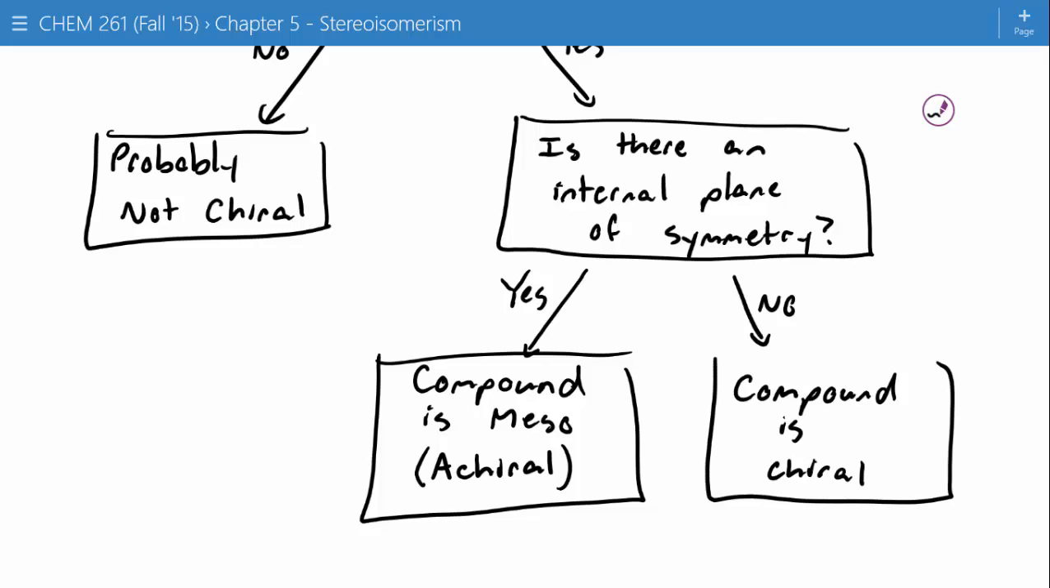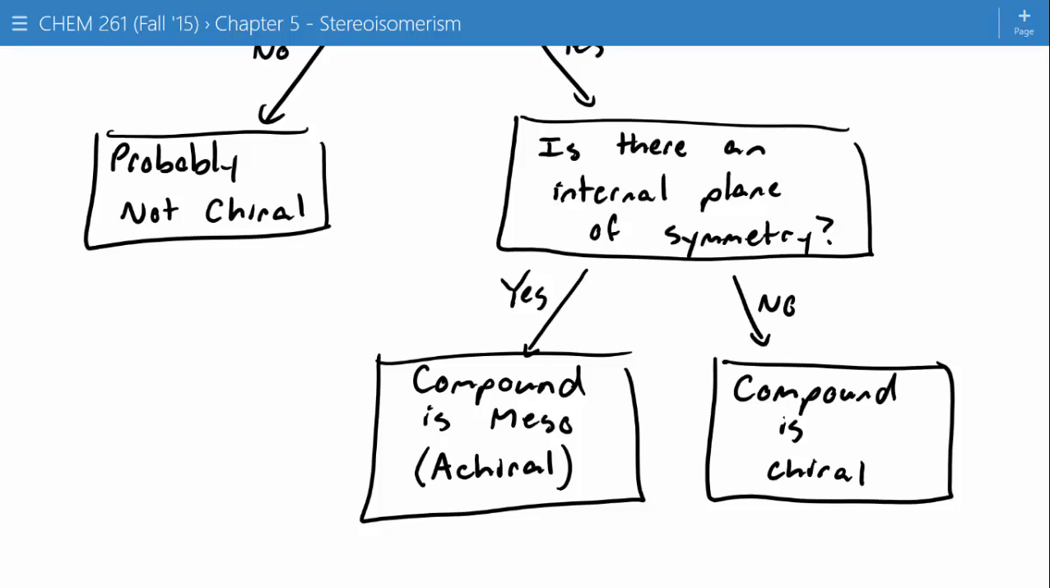So this is one nice, quick and dirty way of determining whether or not a compound's chiral. The absolute definition of chirality, though, goes back to the idea of drawing a hypothetical mirror image and seeing if it's superimposable. This is the quick and dirty way. If you spot stereocenters but no internal plane of symmetry, then it's usually going to be considered chiral.